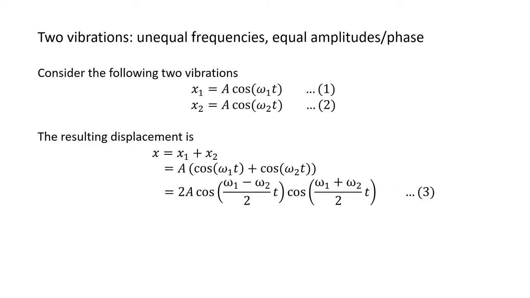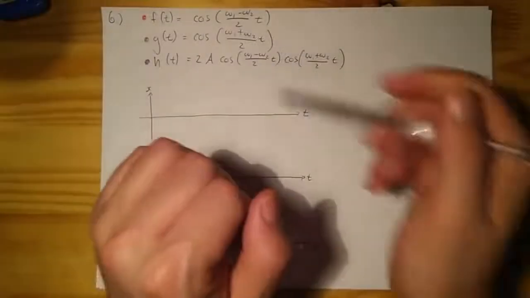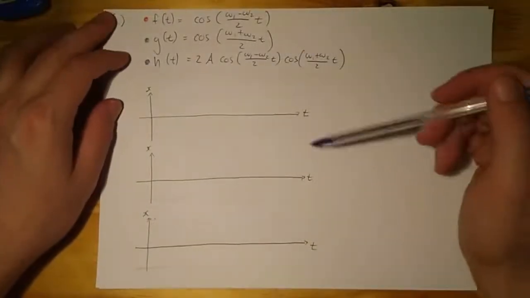Okay, now we'll be less concerned with that derivation and far more interested in what this actually means and how to interpret it. And we will illustrate that with exercise examples. Okay, so for exercise 6, we have to sketch those two components in the superposition of the two vibrations, as well as the superposition itself. Okay, so I've drawn ahead a little bit here to save some time.